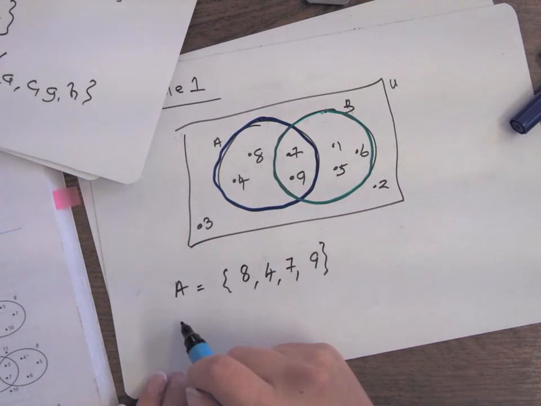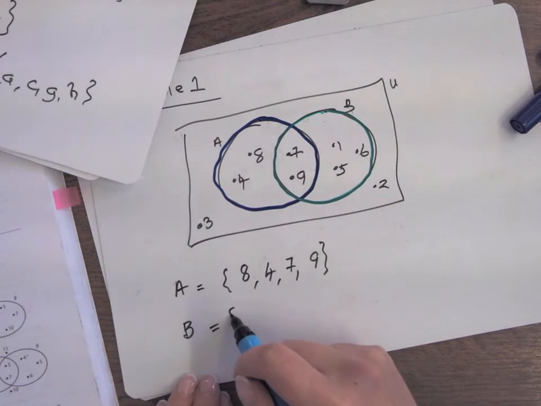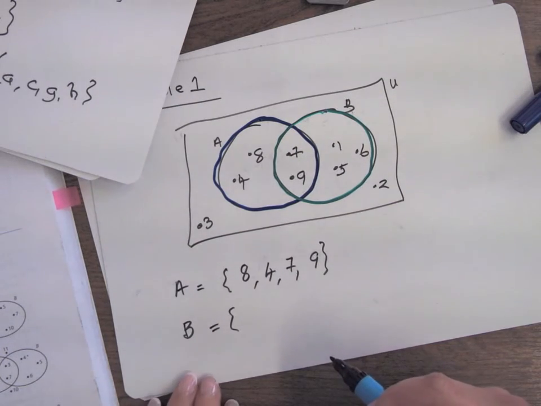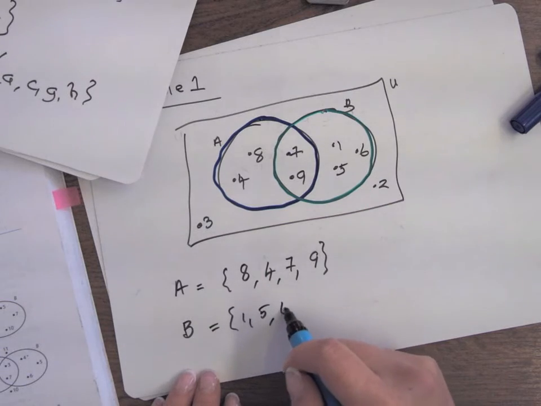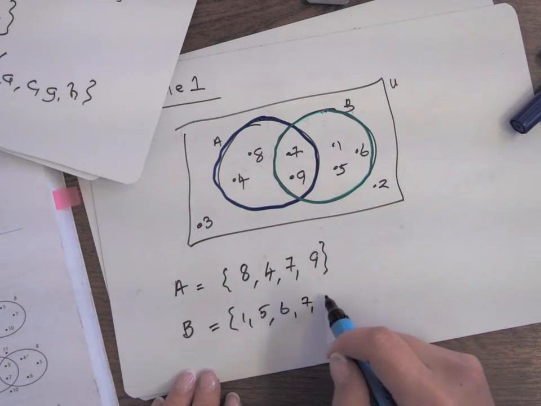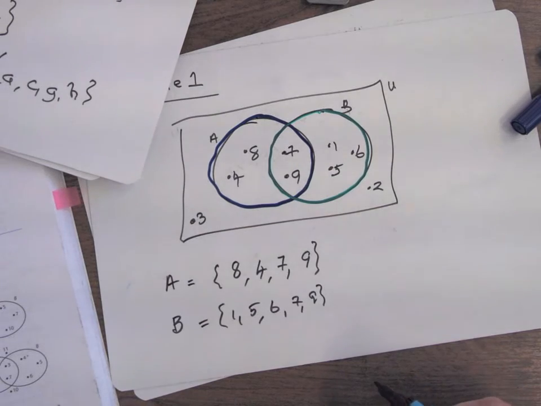If I said list the elements of B, Kate, what would you say to me? 1, 5, 6, 7, and 9. Very good. So 7 and 9 are in there again. Is that alright? Okay.